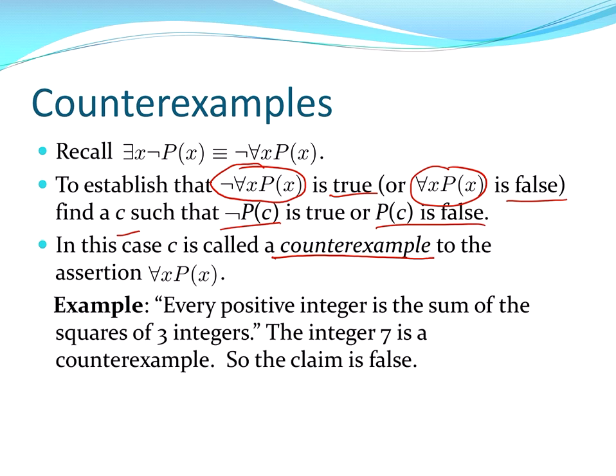Here's an example. If I wanted to assert that every positive integer is the sum of the squares of 3 integers, I can find a counterexample in 7. 7 is not the sum of 3 squared integers. You could try all possible combinations of the sum of the squares of 1, 2, 3, and 4, and clearly you're not going to find one that equals 7. So 7 would be a counterexample to that claim.